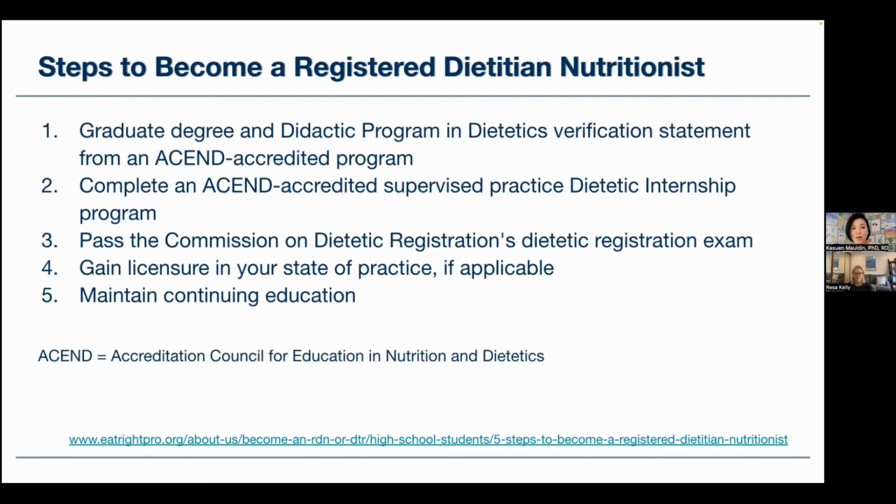Then after that, you would have to pass the national RD exam. So it's administered by the Commission on Dietetic Registration. So the registration exam. Once you pass the exam, you become a registered dietitian. In some states, it's required that you get licensure. So you have to determine if the state that you're practicing in requires that. And then every 5 years as a dietitian, you have to document continuing education to maintain your credentials.